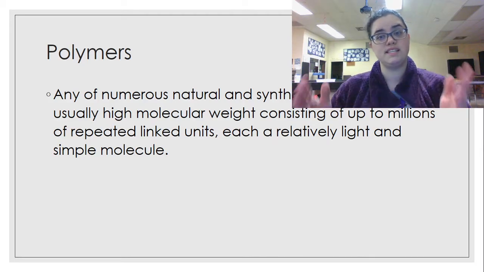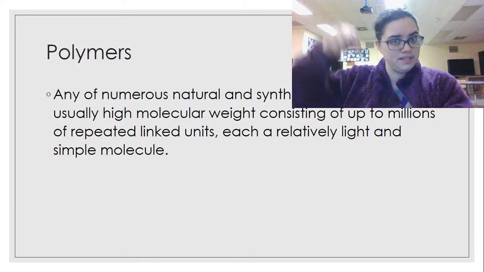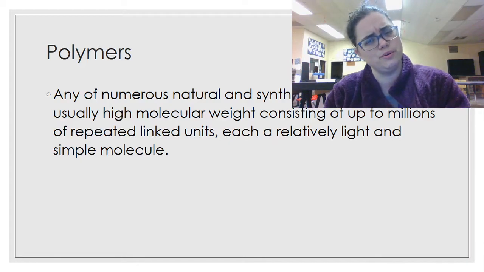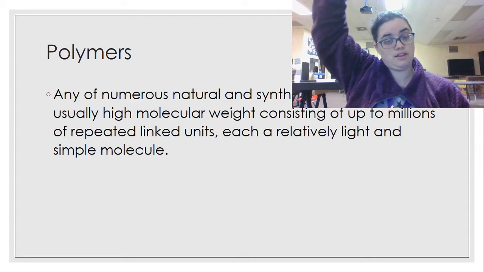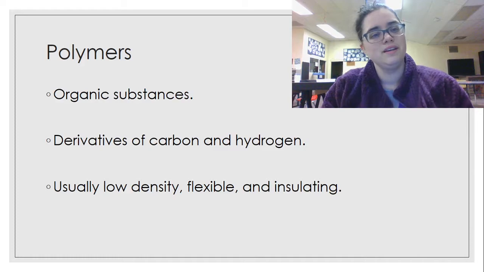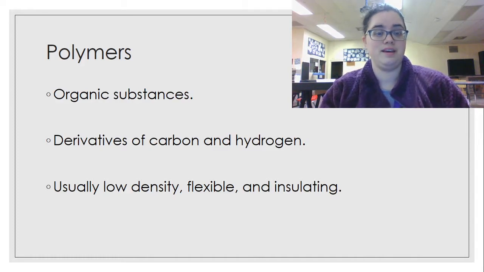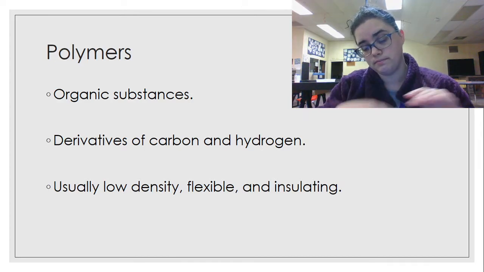Polymers are numerous. There are numerous natural and synthetic versions. They're compounds. They usually have very high molecular weight, and they have up to millions of repeated linked units. Each of those units is a relatively light and simple molecule. And a lot of the time you see them in plastics. You'll see people who break down the plastics and they get these long chains, it sticks together when you pick it up. It's gooey. I should find some videos to put up because they're cool. So they're organic. They have carbon and hydrogen in them, usually derivatives of carbon and hydrogen. And they're low density. They're usually flexible and they insulate.